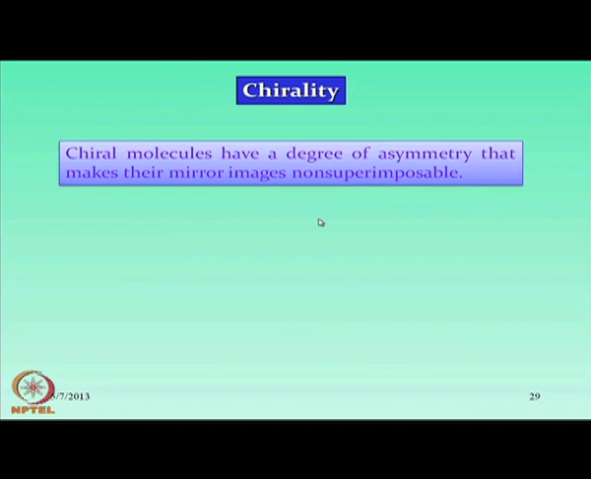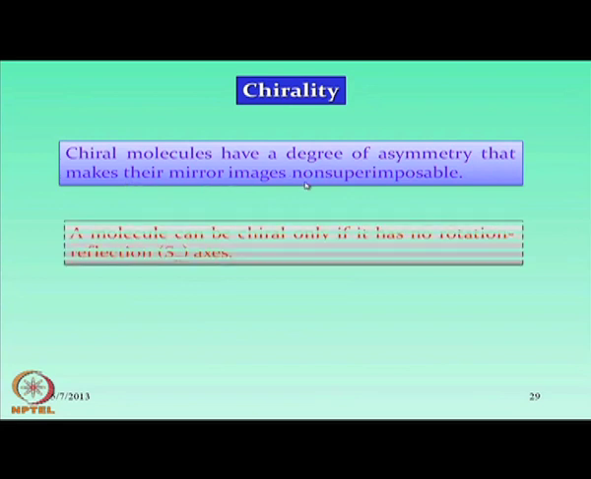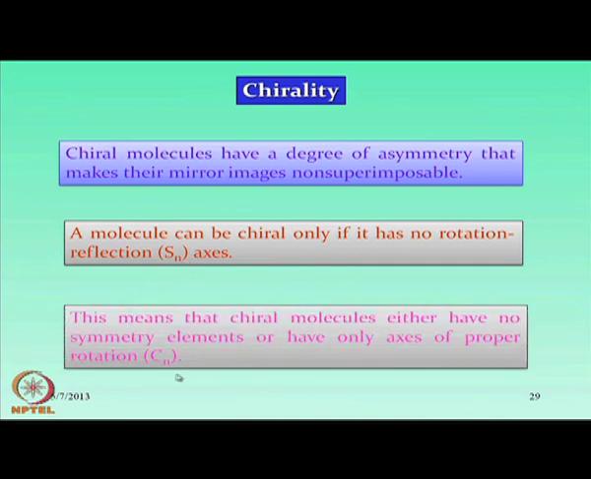So, chirality is defined as follows: chiral molecules have a degree of asymmetry that makes their mirror images non-superimposable, and a molecule can be chiral only if it has no rotation-reflection axis. That means you do not have the S_n axis, rotation followed by reflection. If it has no rotation-reflection axis, then only the molecule is optically active and chiral. So, chiral molecules either have no symmetry elements or can have only axes of proper rotation, that we have also discussed earlier.